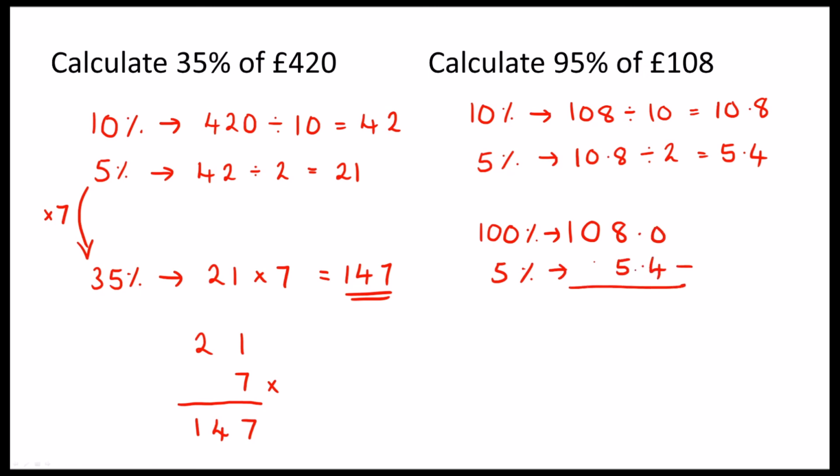I can use a column subtraction to help me do this. So firstly, I need to borrow. 10 take away 4 is 6. 7 take away 5 is 2. And therefore my answer is 102.6. Now, because we're talking in terms of money, I need to remember to put a 0 on the end because it's £102.60, and likewise my first answer was £147.